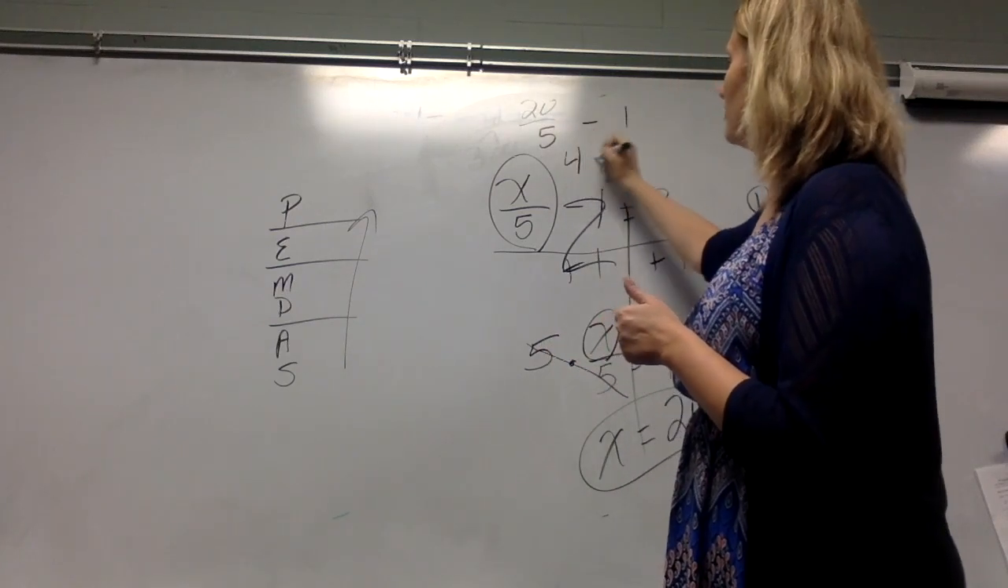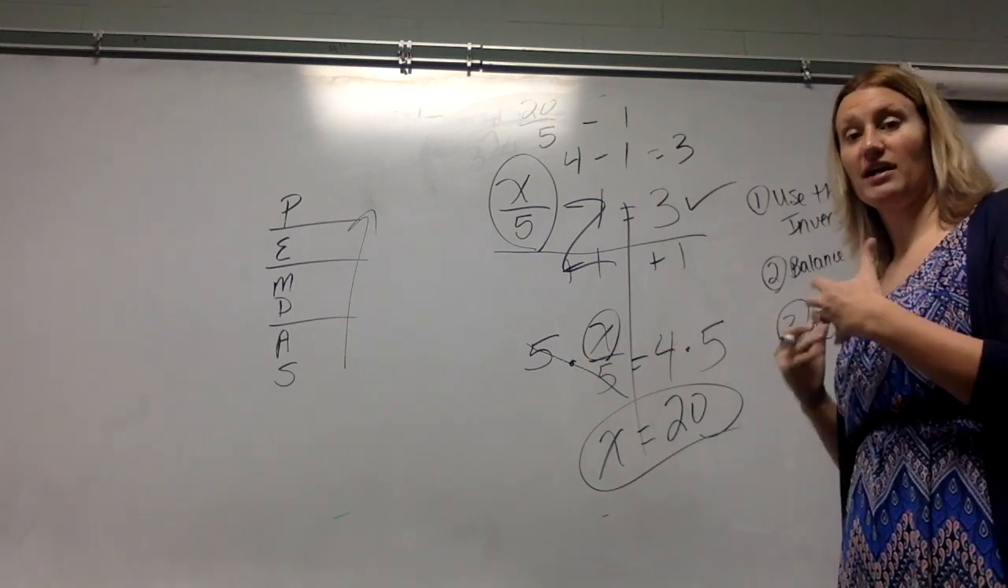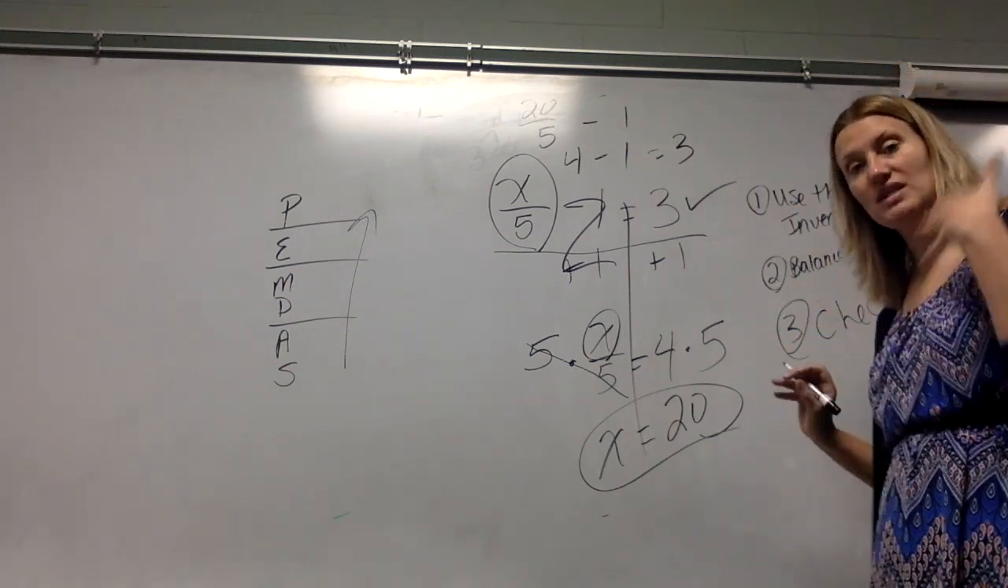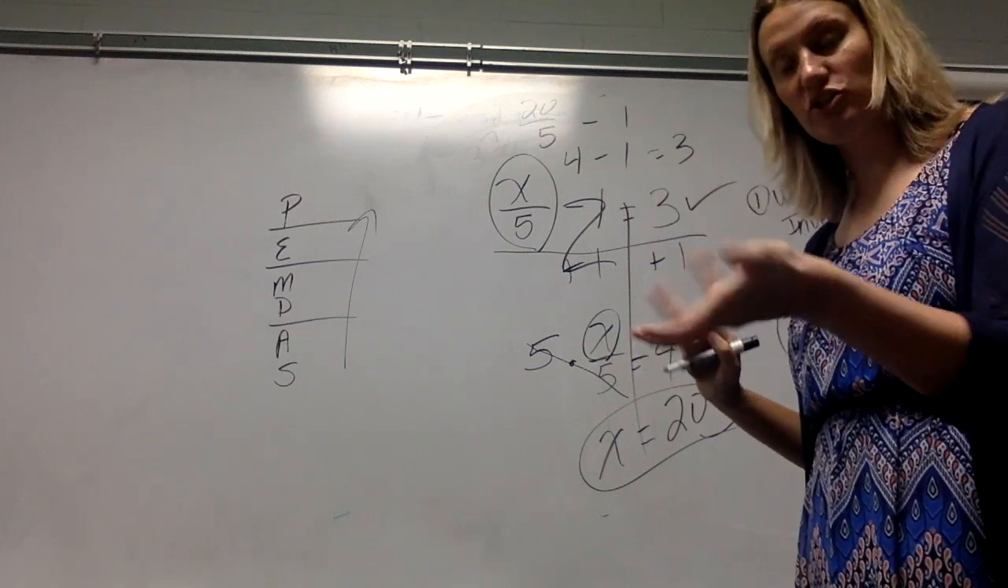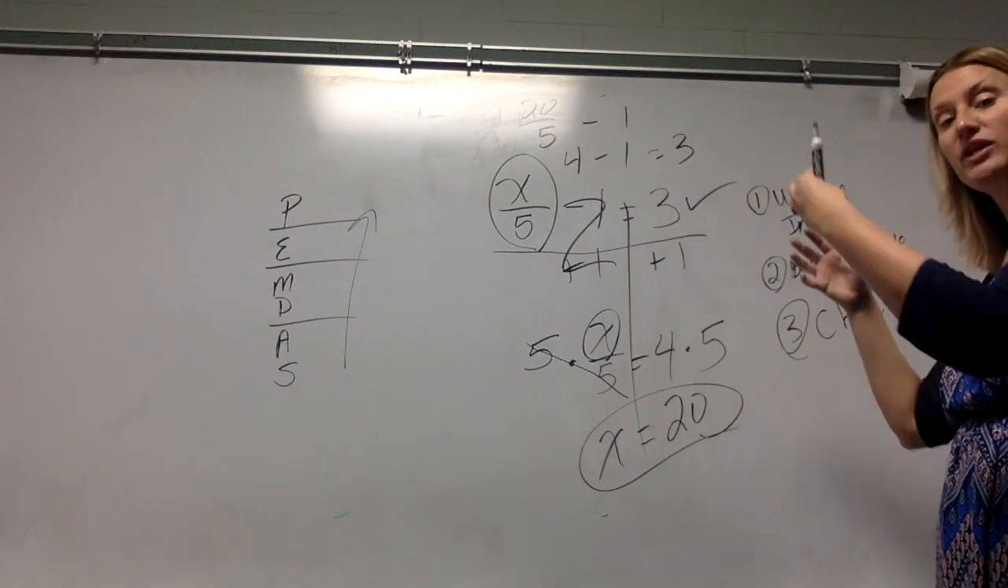20 divided by 5 is 4. 4 minus 1 is 3. So this does check. So all that a two-step is doing is taking what I learned about one-step addition, taking what I learned about one-step multiplication and division, and putting them together.